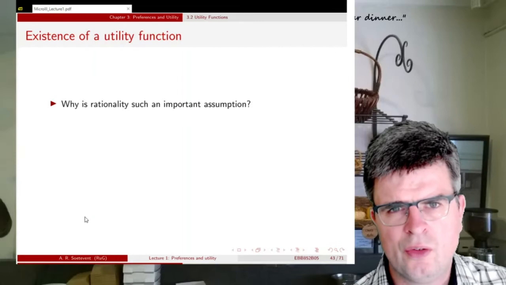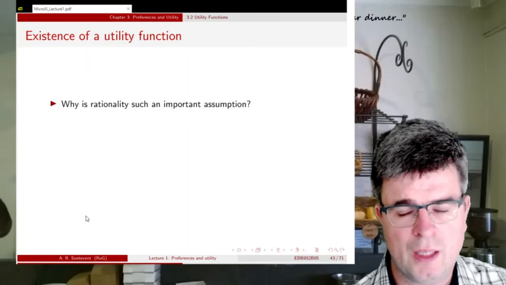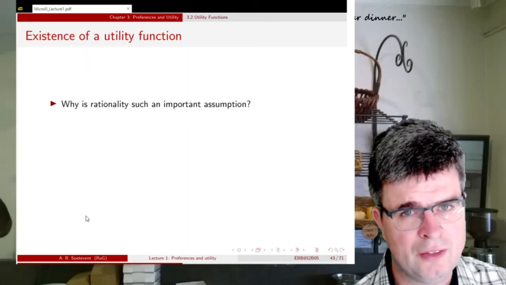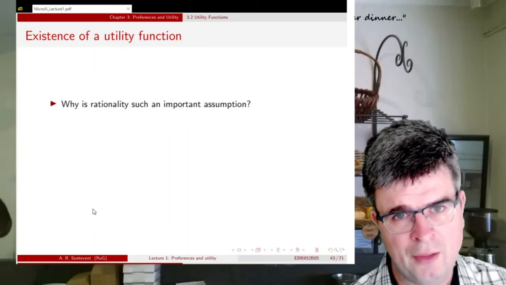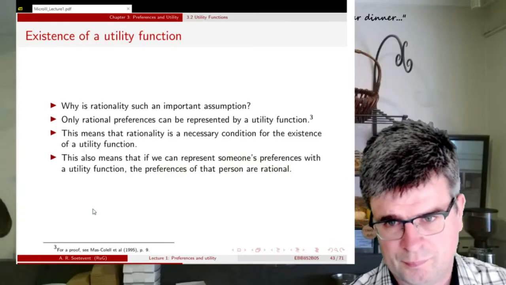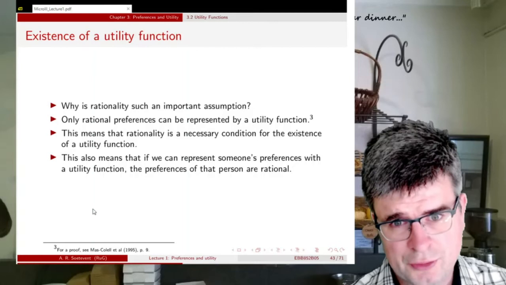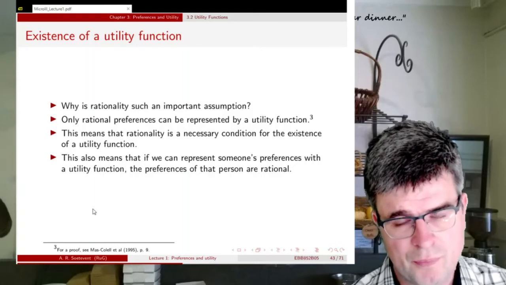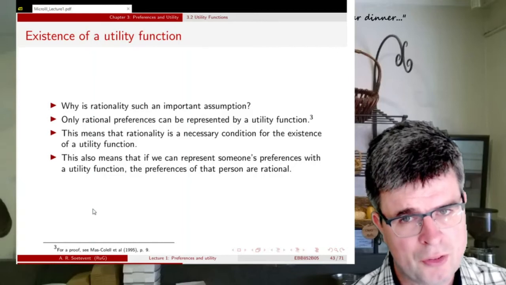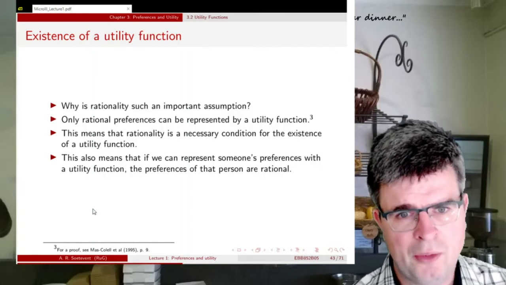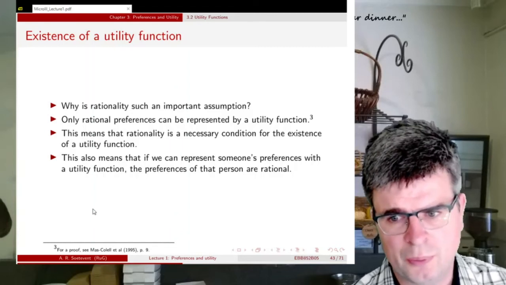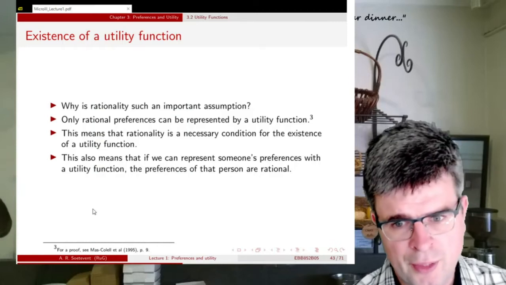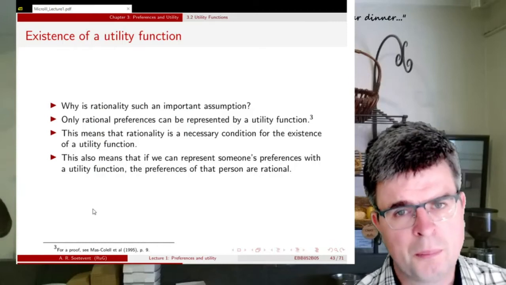Now, why is rationality such an important assumption? The answer to that question is that rationality is the key in making the translation between utility functions and underlying preferences. Only rational preferences can be represented by a utility function. So if preferences are not rational, we cannot represent them by a utility function. And that is the reason that these two assumptions, transitivity and completeness, are so important. I don't give a formal proof here. You can find it in a more advanced textbook by Mas-Colell.